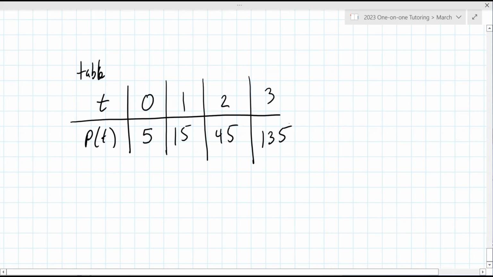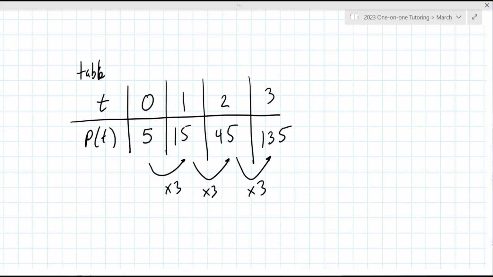Okay. What do you see here? What are you going up by each time? Multiplying by 3. Yeah. So that's the key difference between an exponential and a linear, is that instead of adding the same amount each time, you're multiplying by the same amount each time. Okay. So what happens is they basically want you to decide, is the function linear or exponential.